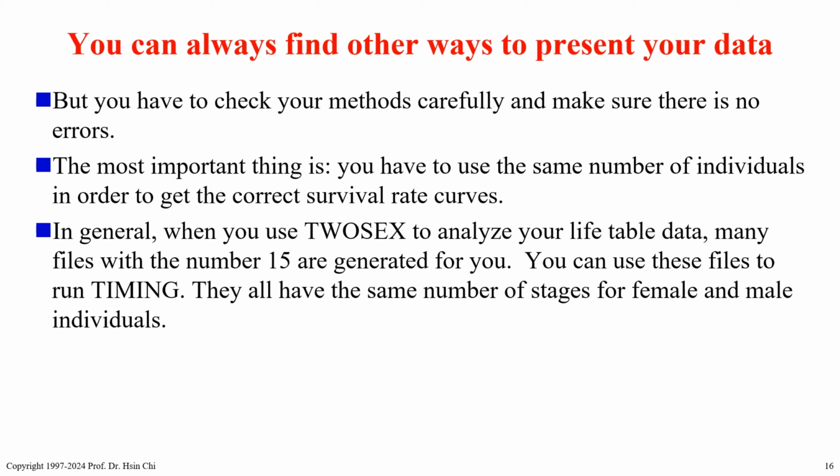In general, when you use TWOSEX to analyze your life table data, many files with the number 15 are generated for you. You can use these files to run timing. They all have the same number of stages for female and male individuals.